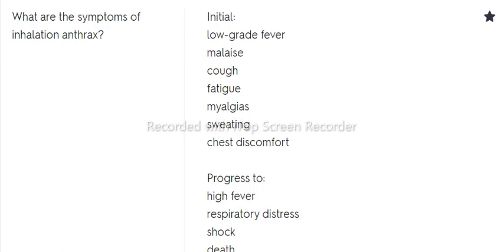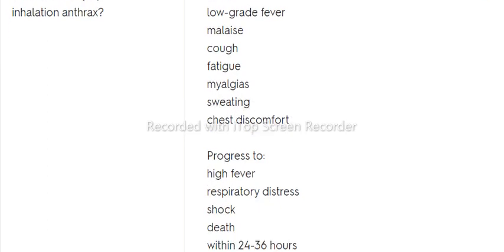What are the symptoms of inhalation anthrax? Initial low-grade fever, malaise, cough, fatigue, myalgia, sweating, chest discomfort, progressing to high fever, respiratory distress, shock, death within 24 to 36 hours.